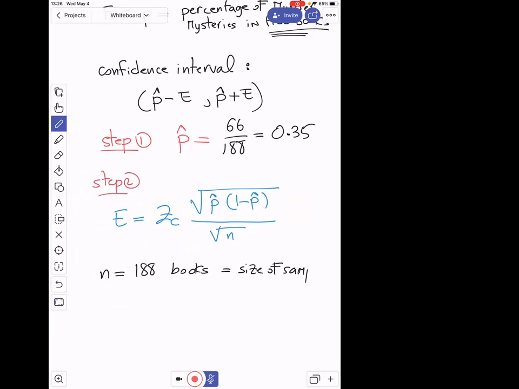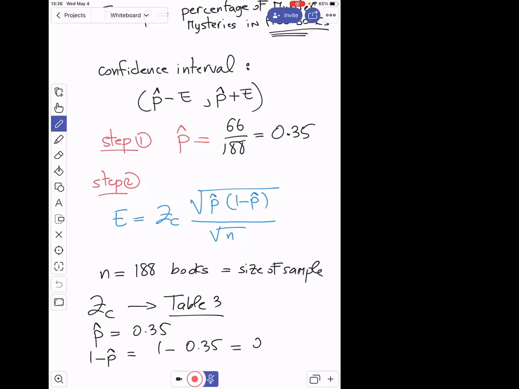I'm sorry, I'm over time, I guess, and I'm probably going to finish this next time. To find this Z subscript C is the same thing as we did in section 8.1. We're going to use the bottom of table 3, with confidence level C equal to 90% in this problem. And P hat, we know it's 0.35. Then 1 minus P hat is just 1 minus 0.35, which is 0.65. Anyway, I'm going to stop here, guys. I want to finish this next time.